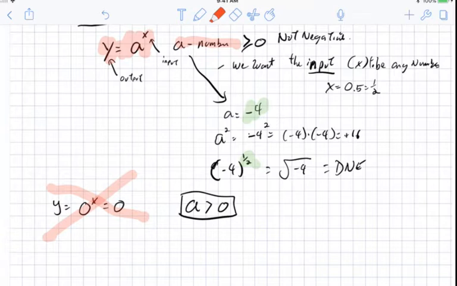It's going to be some constant to the power x. And that constant is going to be a positive number, because if it's a negative number, then there's going to be some inputs where the output doesn't exist. And we want, in this case, the function to be defined for any possible value of x. Okay, so with this in mind, exponentials have a very characteristic behavior and shape.